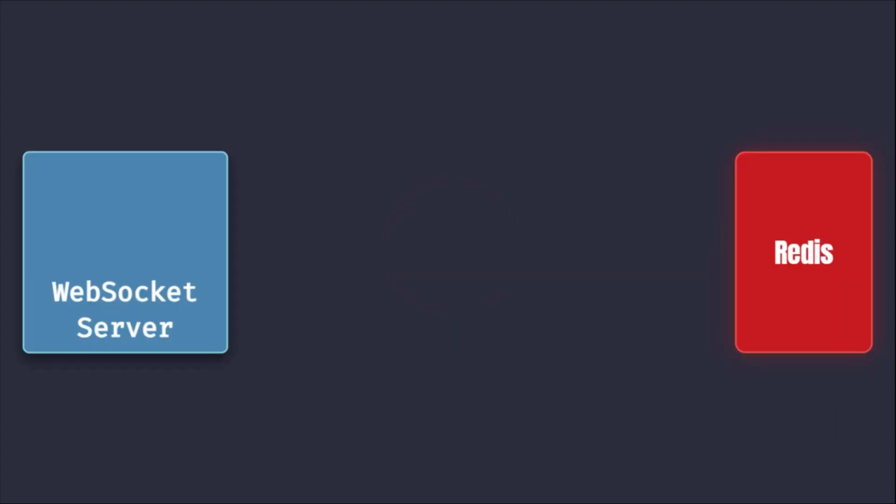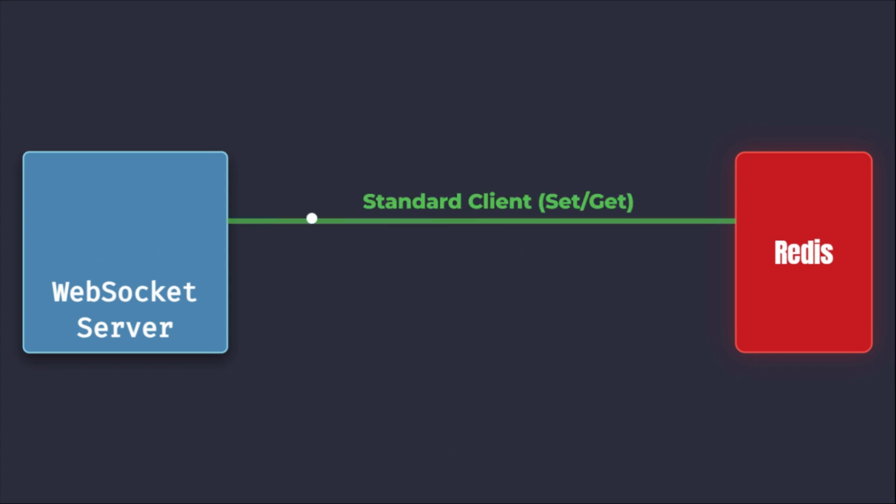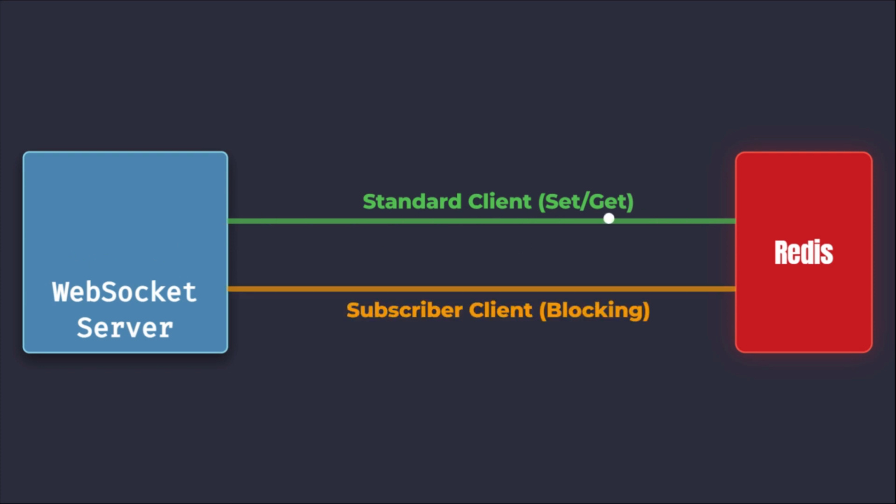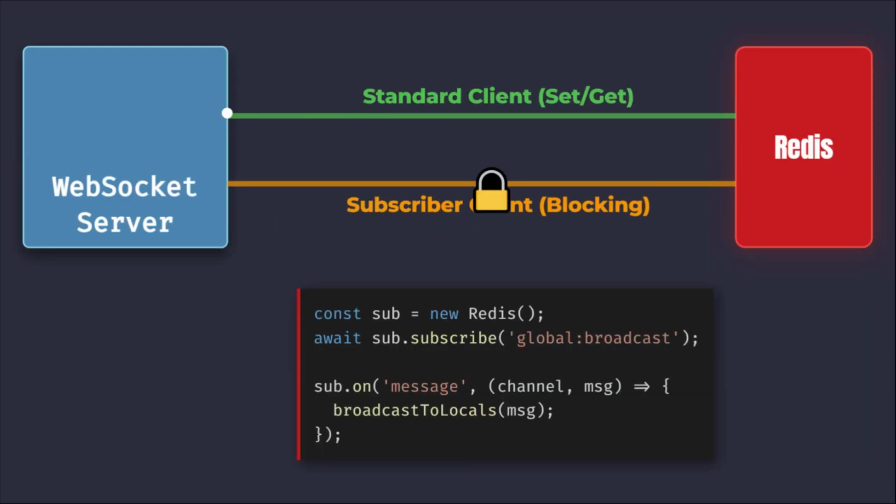connected WebSocket clients. On application startup, the WebSocket server must establish two distinct connections to the Redis instance. The first connection handles standard data operations, like storing session information. The second connection is dedicated solely to the PubSub subscription mechanism. This separation is critical because a connection actively listening for subscriptions blocks all other commands.